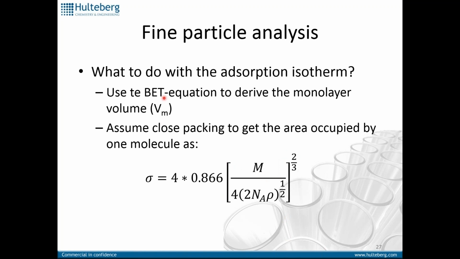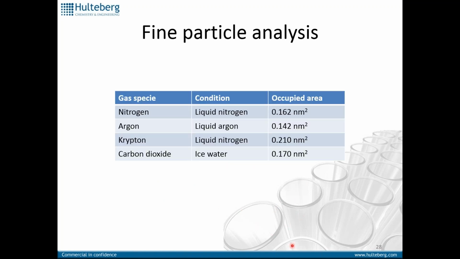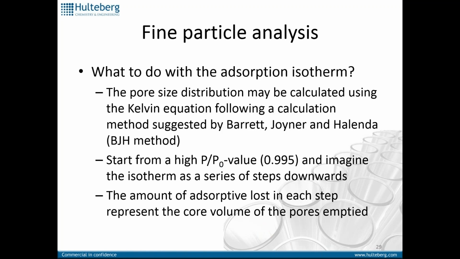But to calculate the monolayer volume, you also have to make some assumptions based on the close packing of the area that one molecule occupies. So the close packing factor is calculated like this, and for different probe molecules, they end up in the 0.2 roughly square nanometer size range.